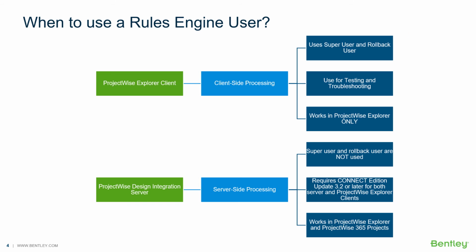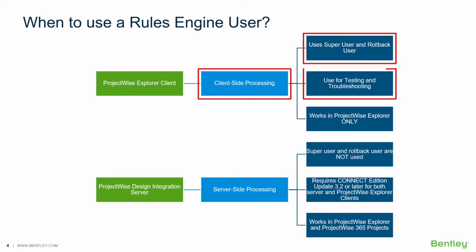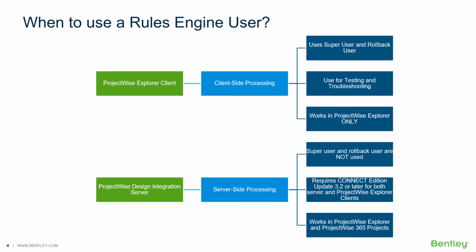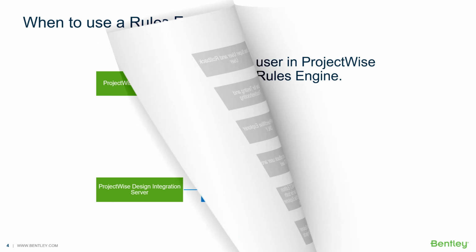Therefore, it does make sense to create a rules engine user and configure the rules engine to run in client-side processing mode for testing. For production, the rules engine can be configured to run in server-side processing mode. The system can easily be switched back to client-side mode for troubleshooting.